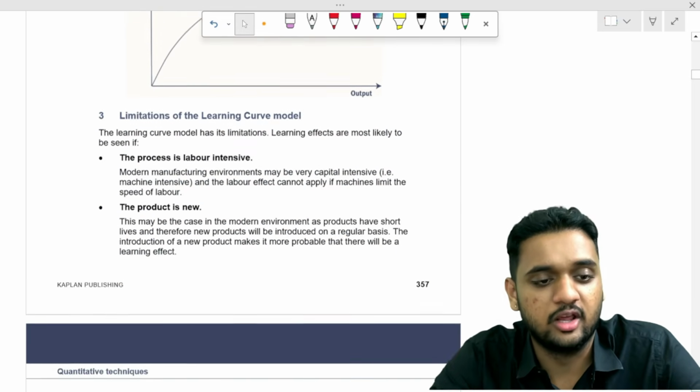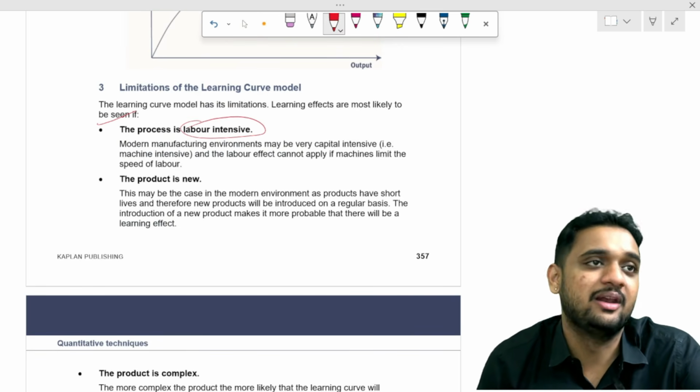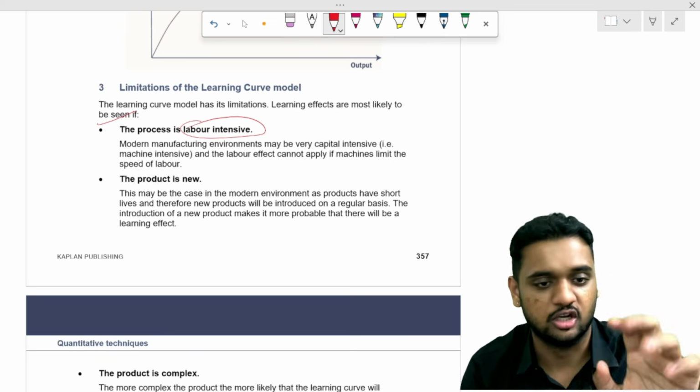Now come to the limitations of the learning curve. First point, all of you know, the learning curve will work only if the process is labor intensive. Machine intensive, no learning curve. The first day, what time it takes, that same time it takes on the last day. Understood all of you?